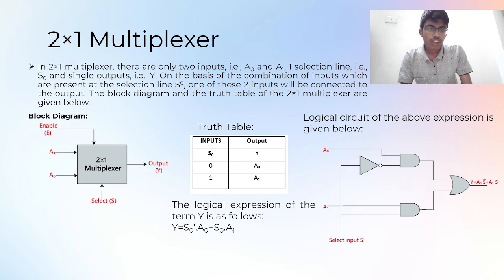Now looking into the logical circuit for a 2 cross 1 multiplexer, it can be constructed using two AND gates and one NOT gate, at the same time with an OR gate at last for combining the two different cases. So this is the basic logic circuit diagram for a 2 cross 1 multiplexer. Hope that the 2 cross 1 multiplexer concept is clear.